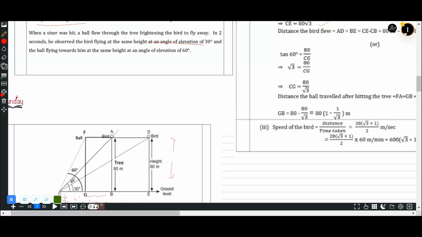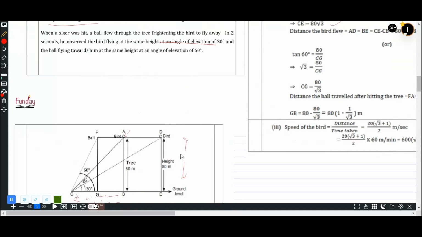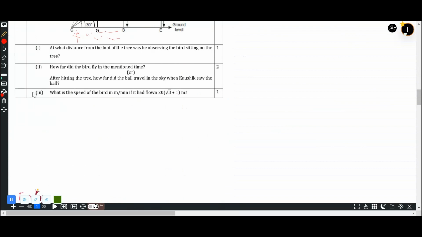So distance the ball travelled after hitting the tree is FA. Distance the ball travelled after hitting the tree is equal to FA is equal to GB which is equal to CB minus CG. So हमारे पास CB है, CG है, सब हमने वैल्यूज लगा दिए, हम 80 minus 80 by √3, 80 in bracket 1 minus 1 by √3. Now last question is how far the bird fly, वो निकाल दिया. After hitting the tree, how far did the ball travel in the sky when Kaushik saw the ball?